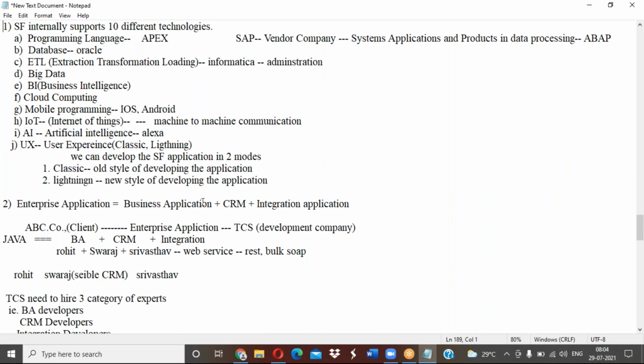The second one is enterprise application, which consists of business application, CRM, and integration application. Enterprise application is for developing the code, that is Java, CRM, and integration. The code which you develop should be integrated. And the last one is that Salesforce is completely against the coding part, where the usage of coding is very low. Very good, excellent.